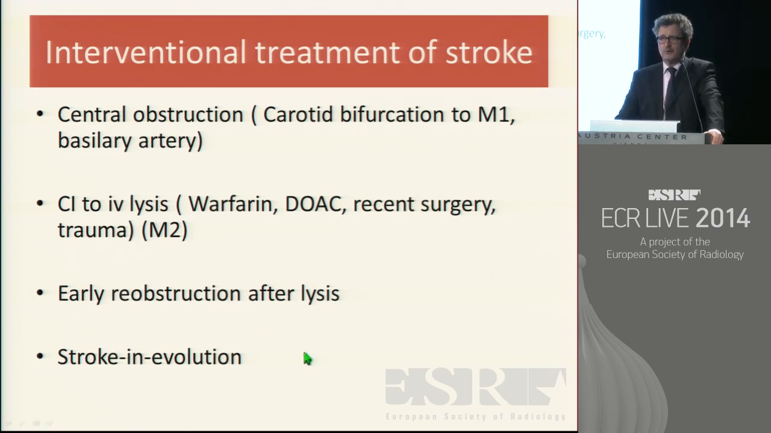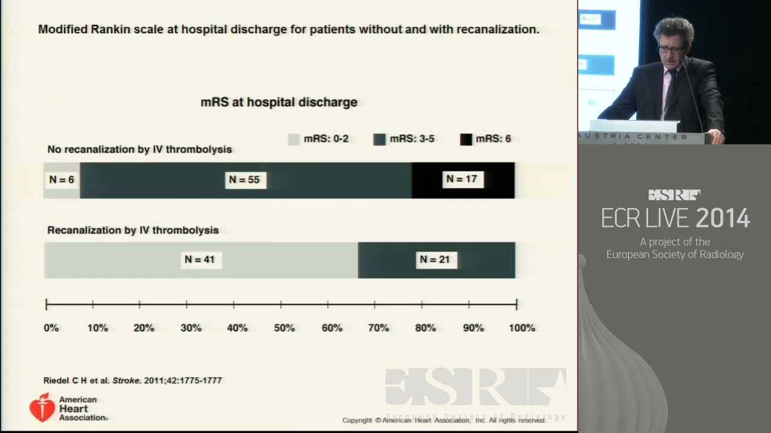Patients who have an early reobstruction after IV lysis, and a special group, are patients with a stroke in evolution, mainly due to a basilar stenosis, for example.